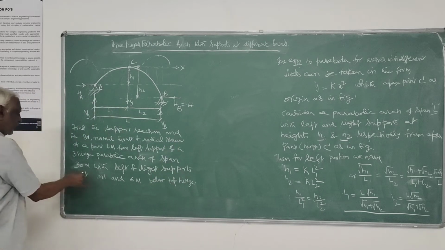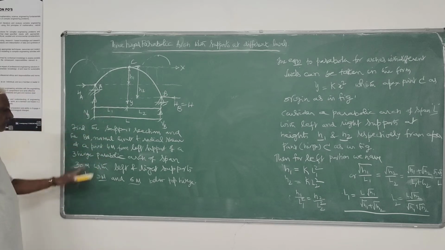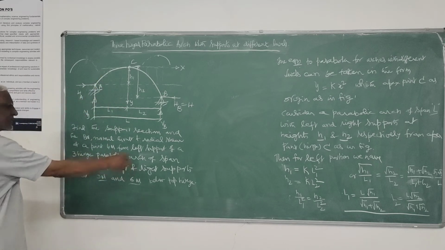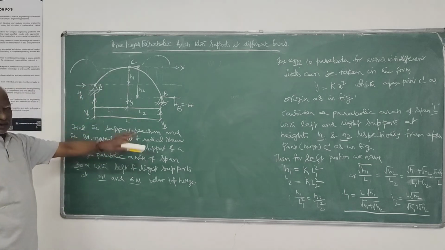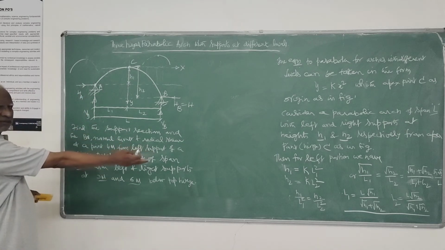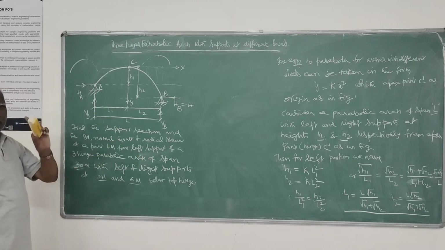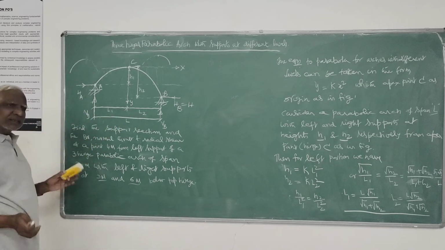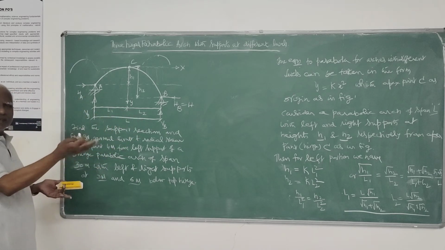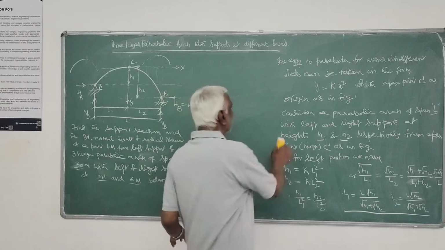So I told you they will give H1 and H2, the depths, with the span. It's a parabolic arch, so there is only one constant K. If they give L1 and L2 also, then you can find two different Ks. That's all. Otherwise, it is the same.